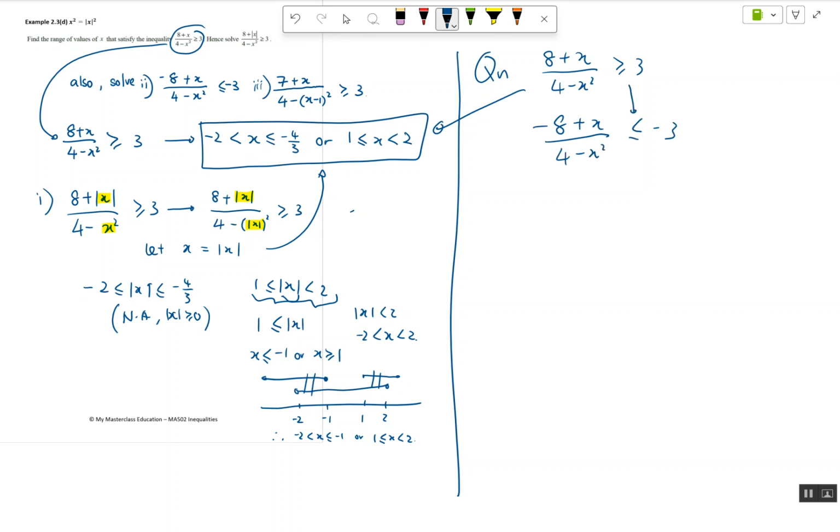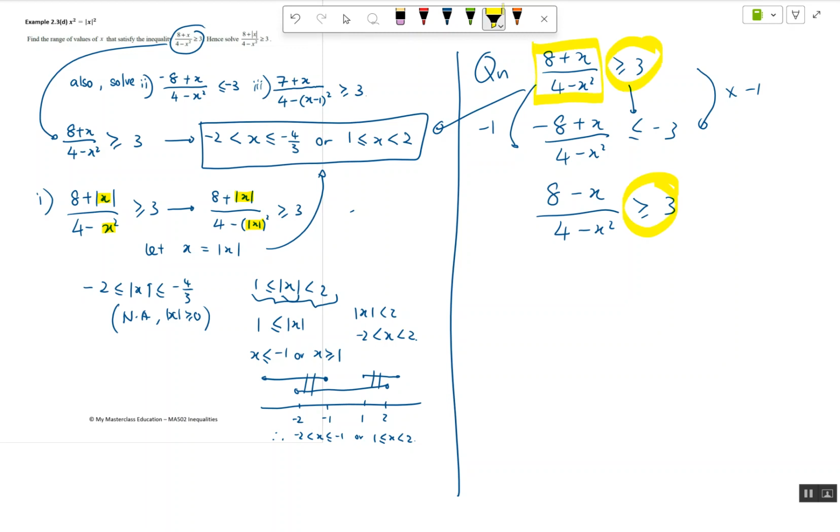Number one, when you see this kind where the sign change, right, the gut feel is there's a negative involved. So I multiply by negative 1 first to make the right side equals to 3. And when I multiply by negative 1 on both sides, my sign needs to flip. So this is 8 minus x over 4 minus x squared greater equals to 3. Now I have settled this part and this part. They are exactly the same. So your original one is 8 plus x over 4 minus x squared. But this is 8 minus x over 4 minus x squared.